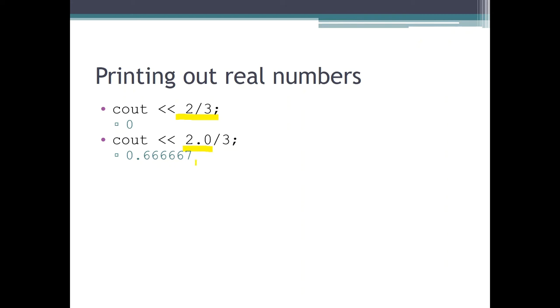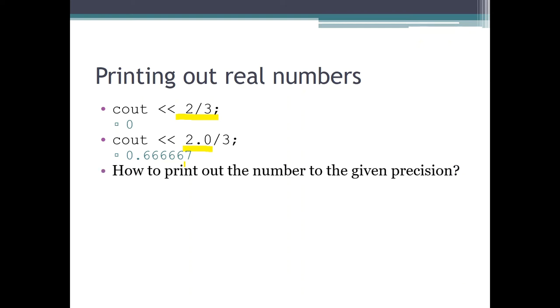It can be a longer or shorter sequence depending on the environment and some other things, but actually we would like perhaps to print out the number to a given precision for our liking. So there are some ways to do that. And there is one specific function called setPrecision, which allows us to print out the real number to the given precision. In the brackets, we specify how many meaningful digits we want to print out. And this is how it's used.